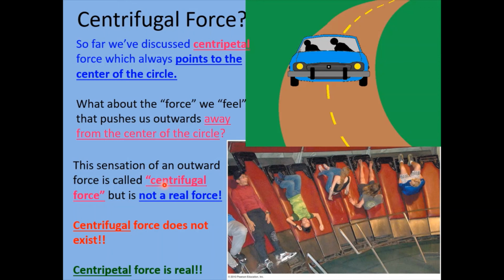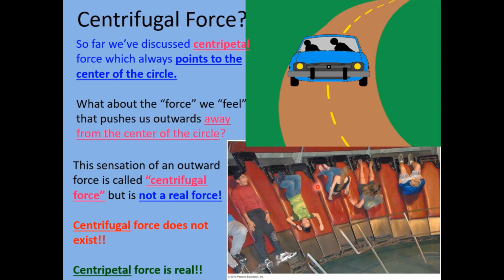Well, this is what is sometimes called a centrifugal force, but it's not a real force. In fact, it's called a pseudo force in physics. Centrifugal force does not actually exist. Centripetal force is real.